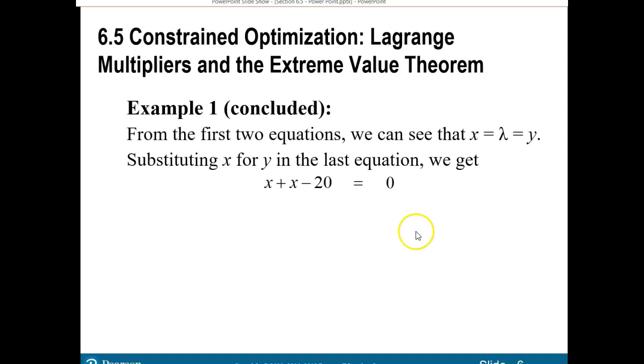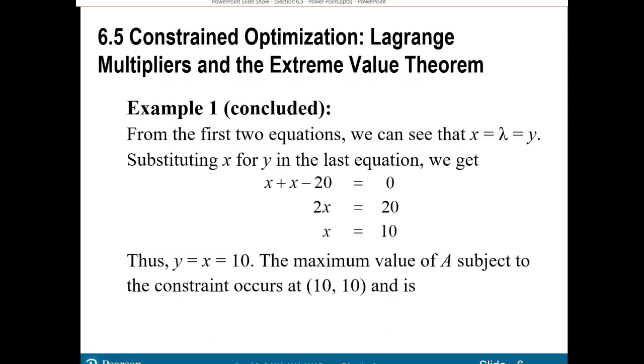All right, so if we plug that into the last equation, if x and y are equal, we can replace x or y with x. We get x to be 10, right? And if x and y are equal, then y is also 10, and lambda is 10. But remember, we don't really care what lambda is as long as we know what x and y are. So the max value of A, subject to the constraint, occurs at the x and y values of 10, 10. So A of 10, 10 is 10 times 10, or 100.